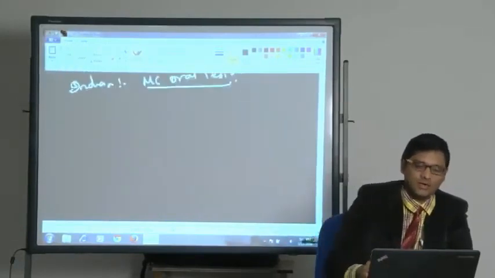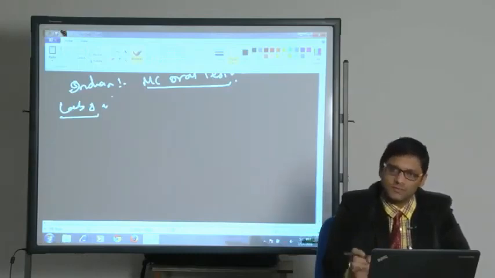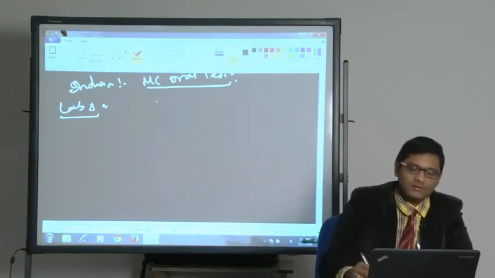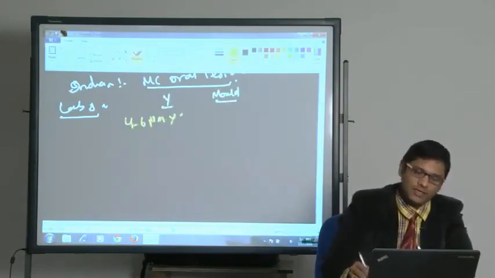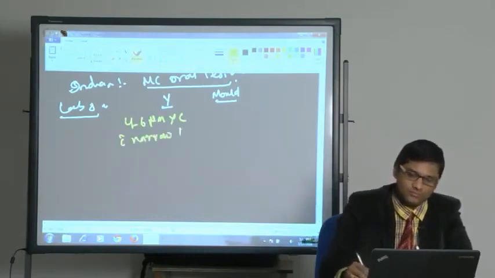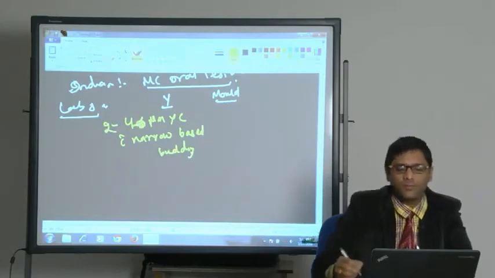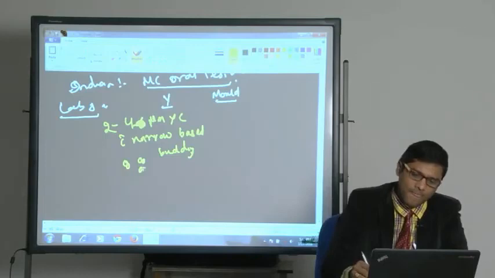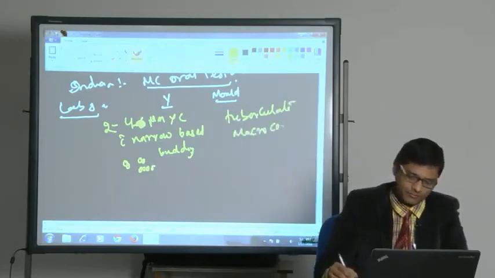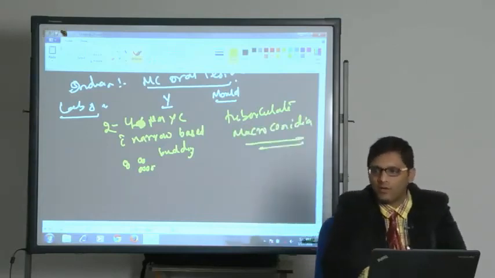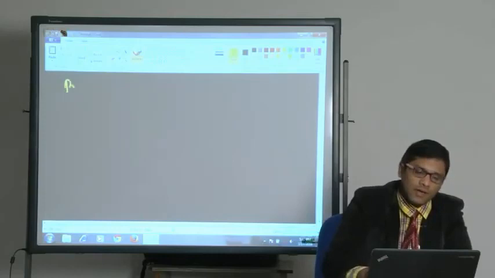Coming to diagnosis, it's a dimorphic fungus. You know that all the 4 systemic fungus, Histoplasma, Blastomyces, Coccidioides, Paracoccidioides, are dimorphic. Dimorphic means they have a yeast form and a mold form. The yeast form of Histoplasma is described as a 2 to 4 micron yeast cell with narrow base budding, very small yeast cells. The mold form is described as tuberculate macroconidia. These are the features of histoplasmosis, which has to be differentiated from that of Blastomyces.